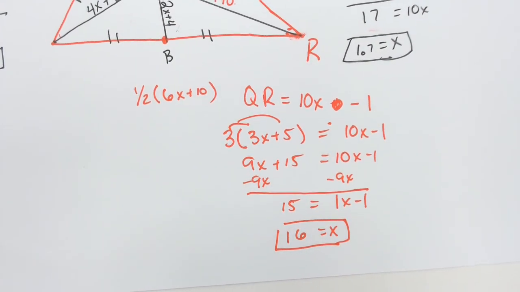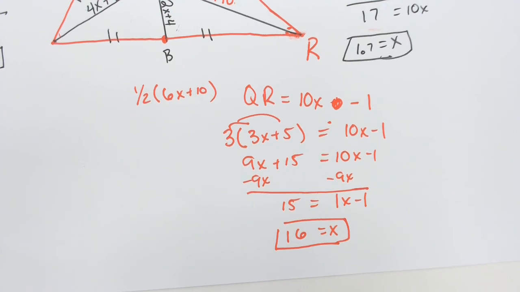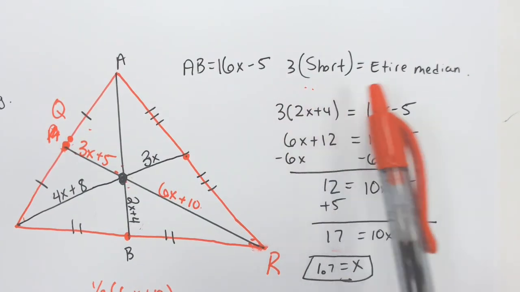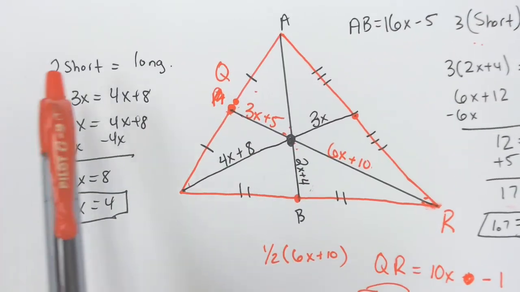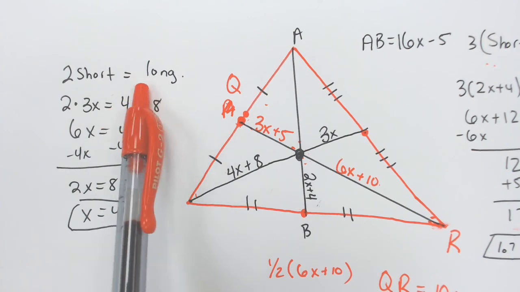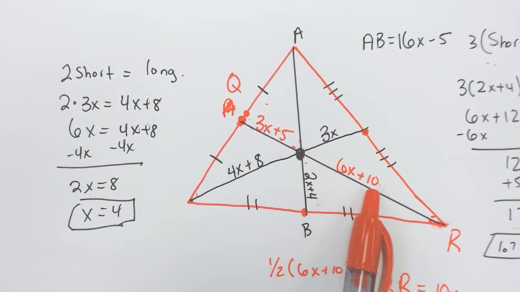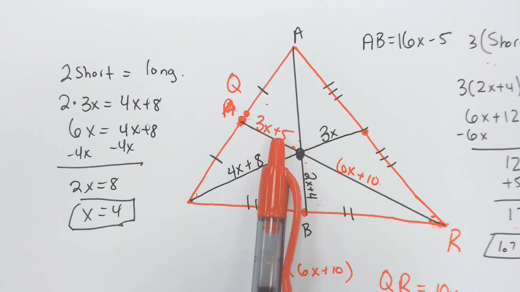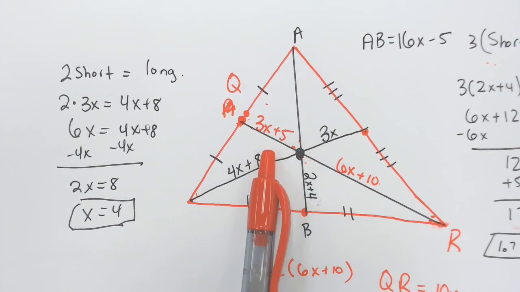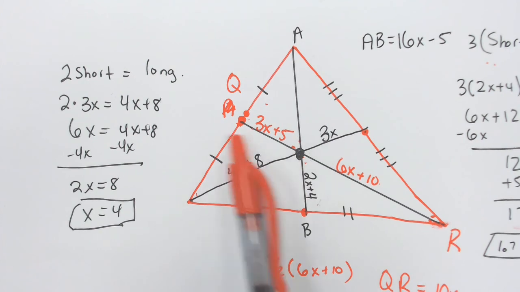And that covers all the variants that these centroid problems could give you. And they can get a little tricky, but you just got to remember 3 times the short part equals the entire median, or 2 times the short part equals the long part. And occasionally, you have to do what we had to do with the 6x part, where you have to take the longer part and cut it in half to get the shorter part. But that's pretty rare, especially with the x's involved.